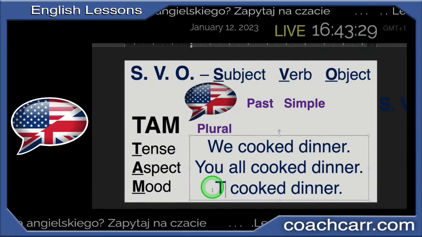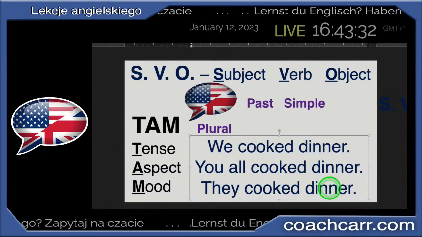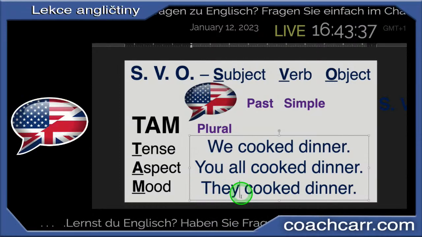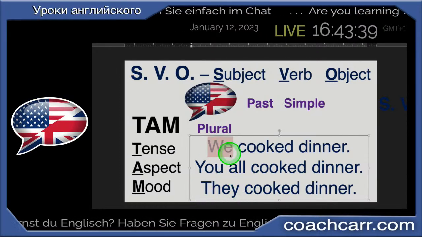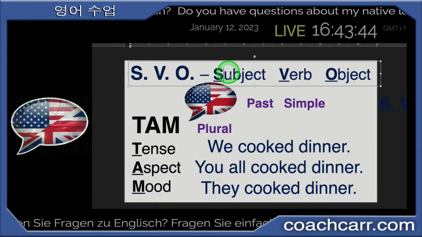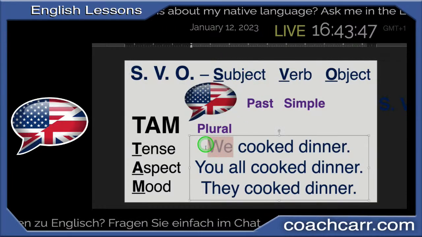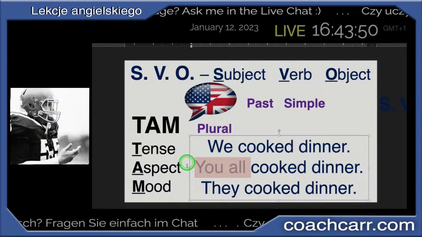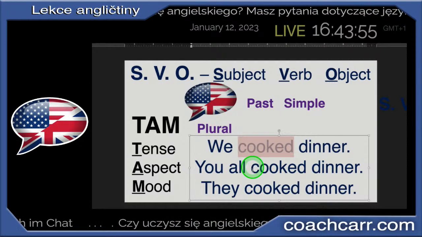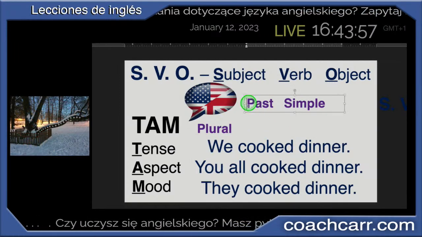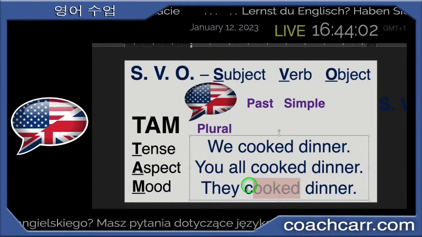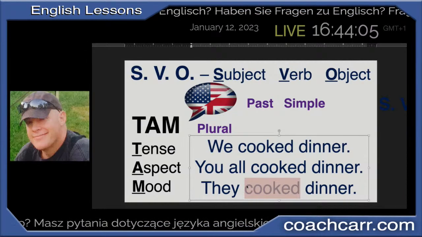And they cooked dinner. Third person plural. So all we had to do was change the subject up here in SVO. We just changed the pronoun. The verb stays the same. Past simple. It's maybe the only time things are simple.